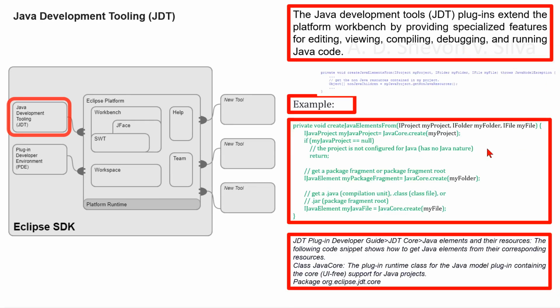Now we are considering Java elements and their resources in JDT core in the JDT plugin developer guide. The following code snippet shows how to get the Java element from their corresponding resources. Many of the Java elements correspond to generic resources in the workspace. When you want to create the Java element from a generic resource, the class JavaCore is the best starting point.